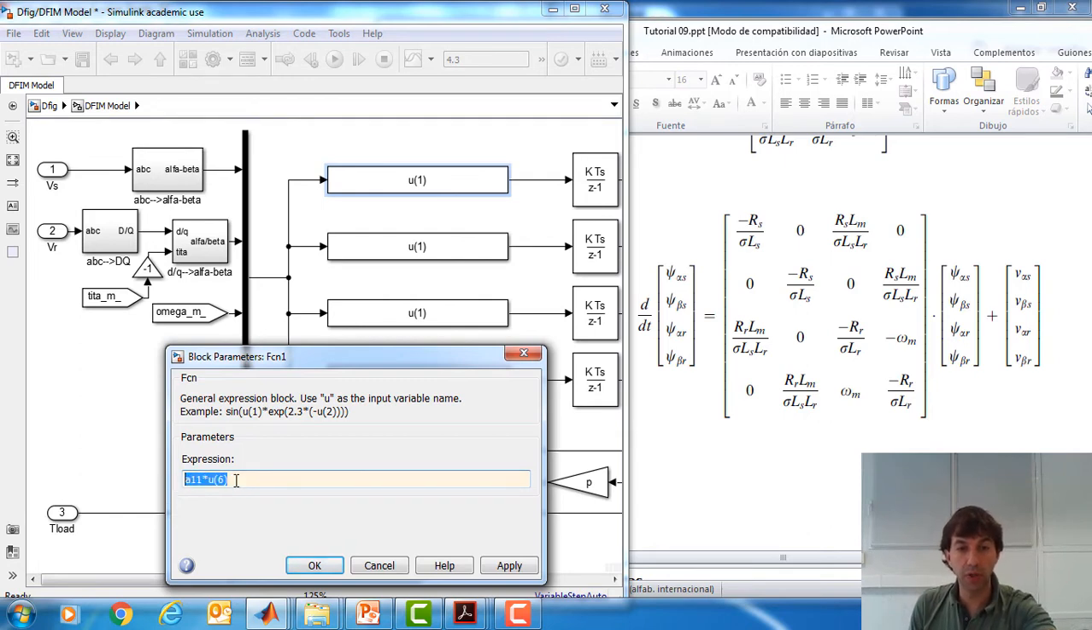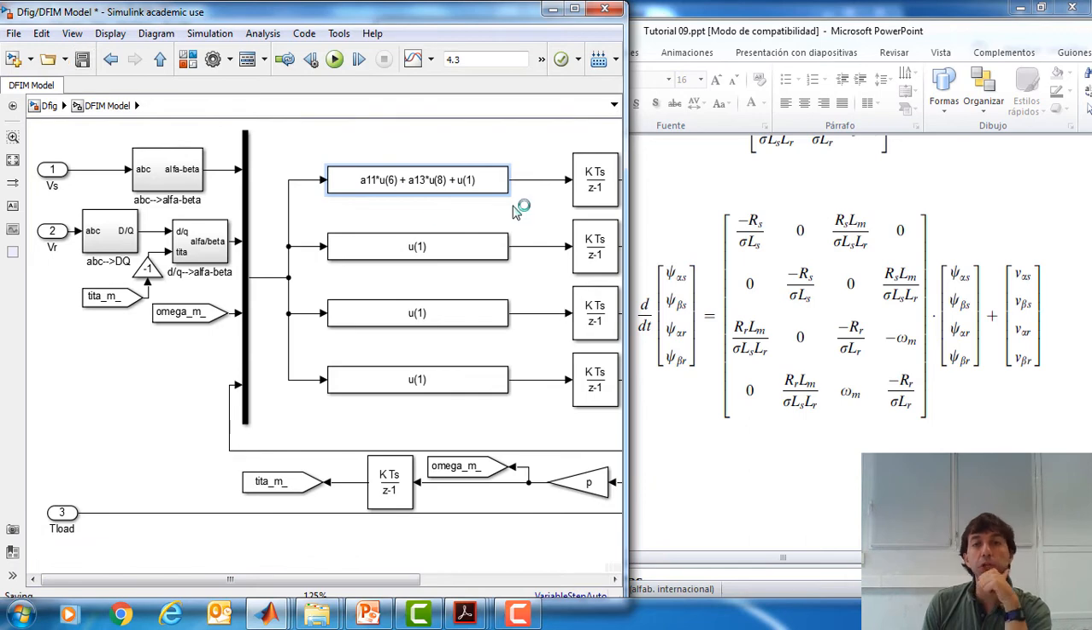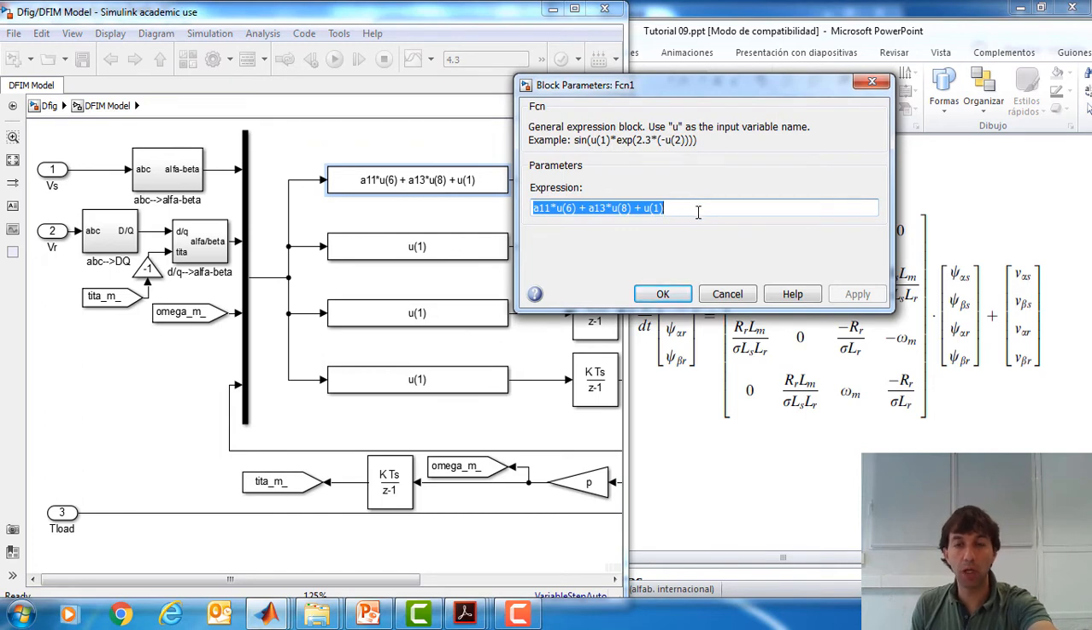Then we have something very equivalent, plus A13, which is this element multiplied by this element. If this is 6, this is going to be 7, 8. This is 8. And then we need to add to this element, which is this one, the first component, plus U1. Okay, so this is the first equation. Then later we will define these elements, A11, A13, and so on.